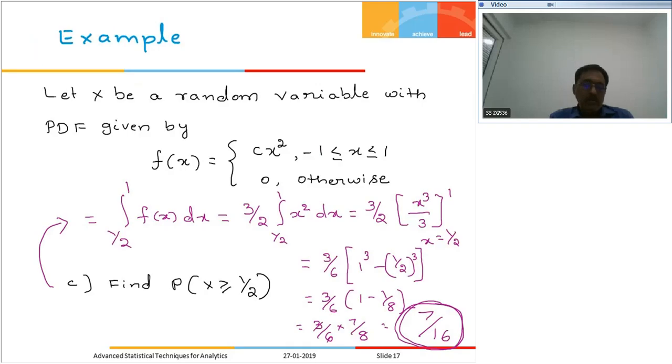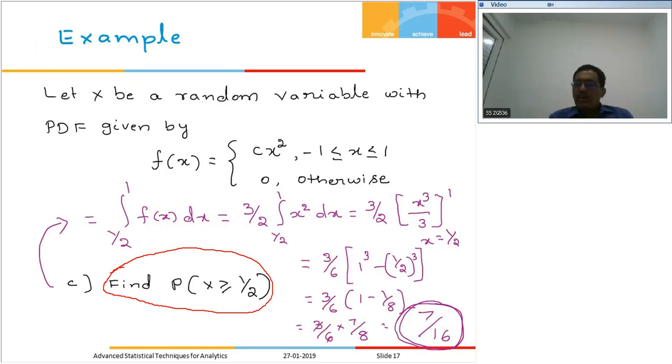I think one more part is left in this problem. So the last one is to find P of x greater than or equal to 1 by 2. That means the probability that x takes a value greater than or equal to 1 by 2.